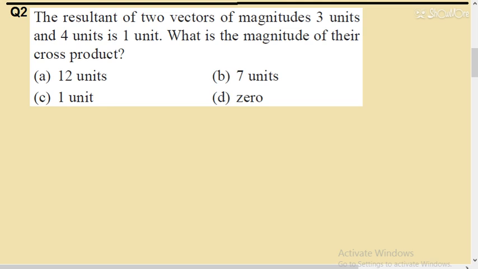I request you again to pause the video and solve this. Okay, चलो आपने किया नहीं किया, हमें तो करना ही है. So let's start the question. So cross product, A vector cross B vector.